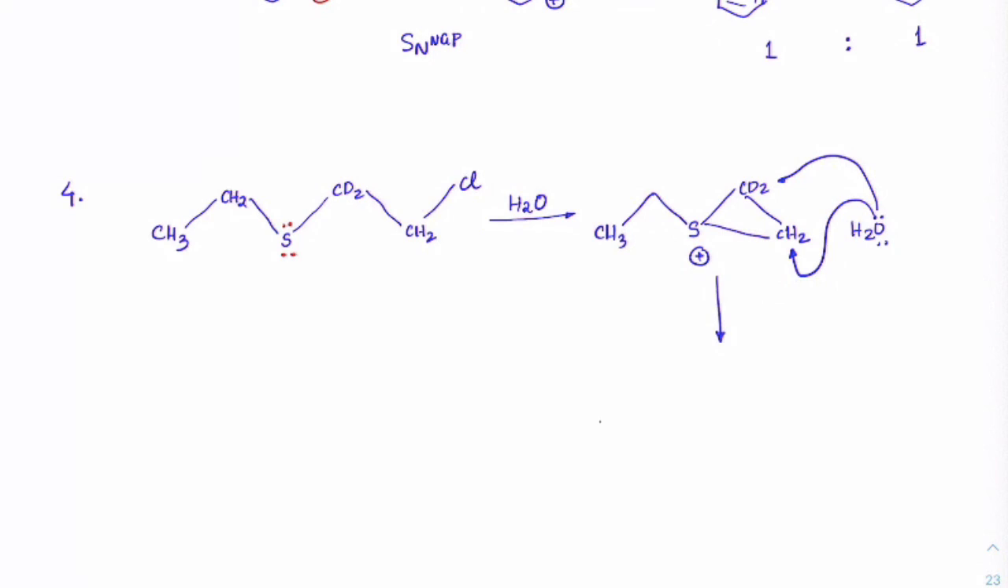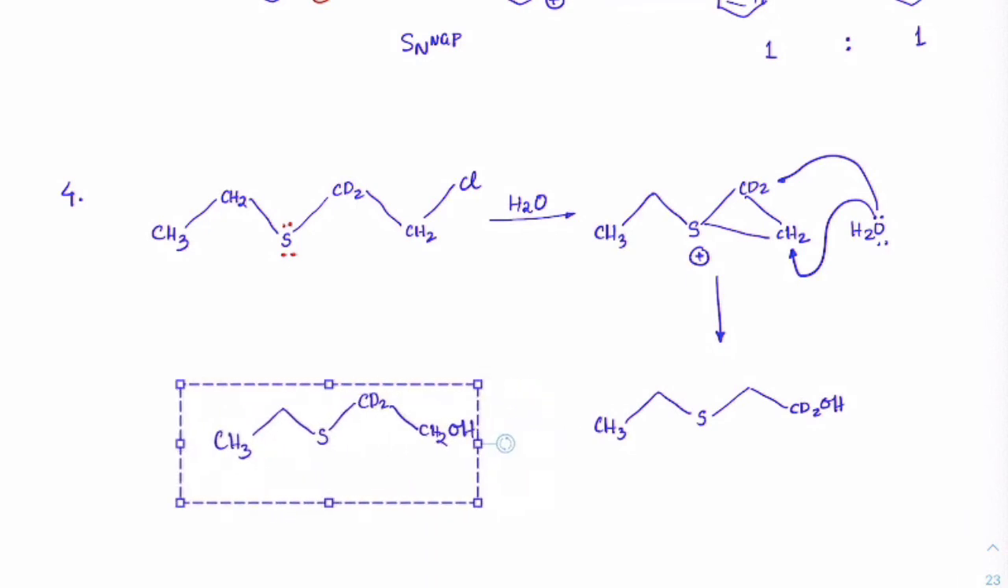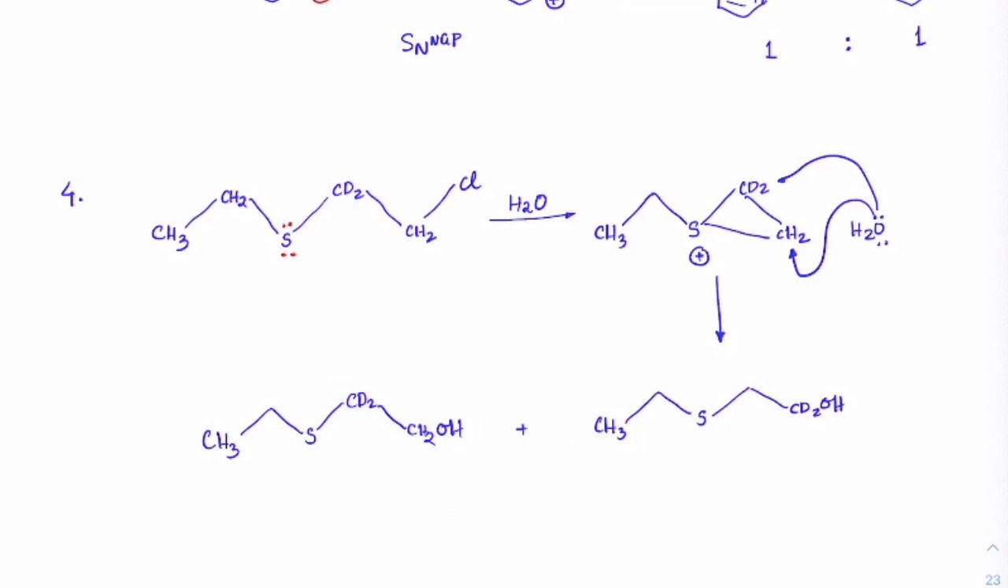So you'll get two products: CH3 sulfur with CD2 and OH, plus CH3 sulfur CD2 with CH2 OH. Both of these products can form.